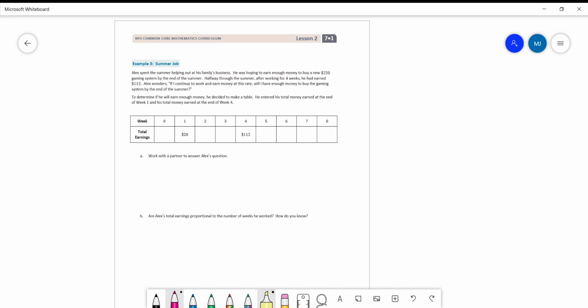So let's go back into our reading and see what his question is. His question states, if he continues to work at this rate, will he have enough money to buy the gaming system? And this is how much the gaming system is. So we need to see if he's going to have that much money. Now he put some information into the table. So if we're looking at week 0, if he's done no work at all, does he earn any money? Okay, so stop right now, find yourself a partner to work with or work by yourself, and see if you can figure out the rest of the values for the table. Pause your video and work now.